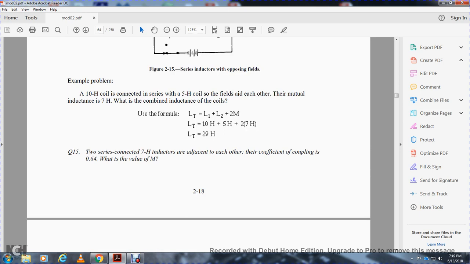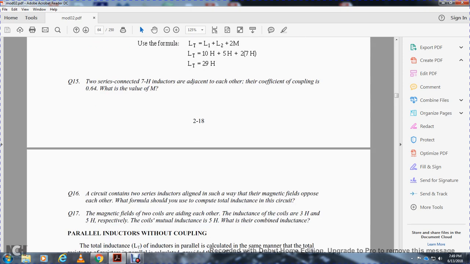Practice problems: Two series-connected inductors are adjacent to each other, with a coefficient of coupling of 0.64 and a mutual inductance of 7 henries. A circuit contains two series inductors aligned in such a way that their magnetic fields oppose each other. What formula should be used to compute the total inductance in the circuit? If the magnetic fields of the two coils are adding to each other, with inductances of 3 henries and 5 henries, respectively, and the mutual inductance is 5, what is the combined inductance?